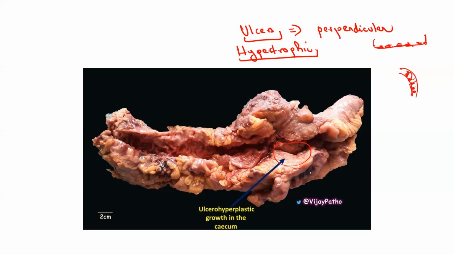Right, next come to the ulcero-hypertrophic type, which is a combination of the hypertrophic and ulcerative types. Here, as you can see, there is the mass. Often there is a right iliac fossa lump. And this is the ulcero-hyperplastic growth in the cecum. So mainly, as I told you, there are 3 types of intestinal tuberculosis.